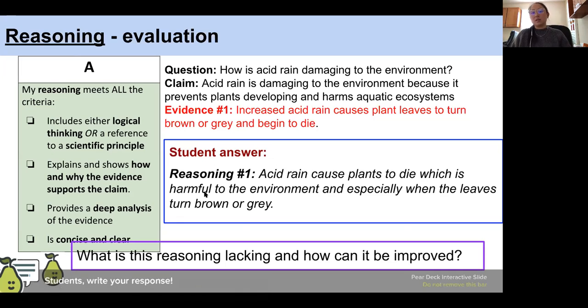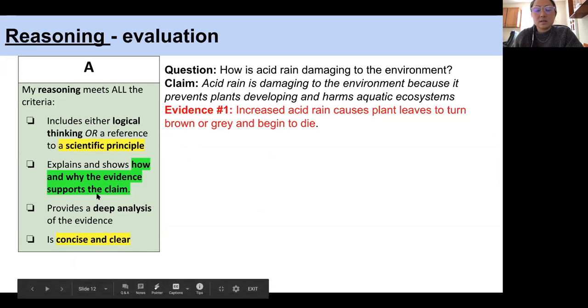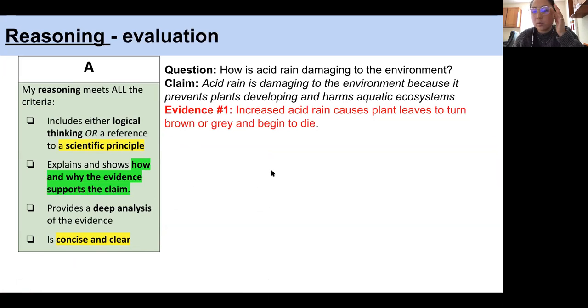And so your classmates gave a bunch of really dope answers, of course. They said that the reasoning lacked a deeper analysis, which I totally agree with. It's kind of just repeating the evidence. And another thing is it didn't really explain the science behind why the plant leaves turn brown. So I wrote a reasoning that's even better.